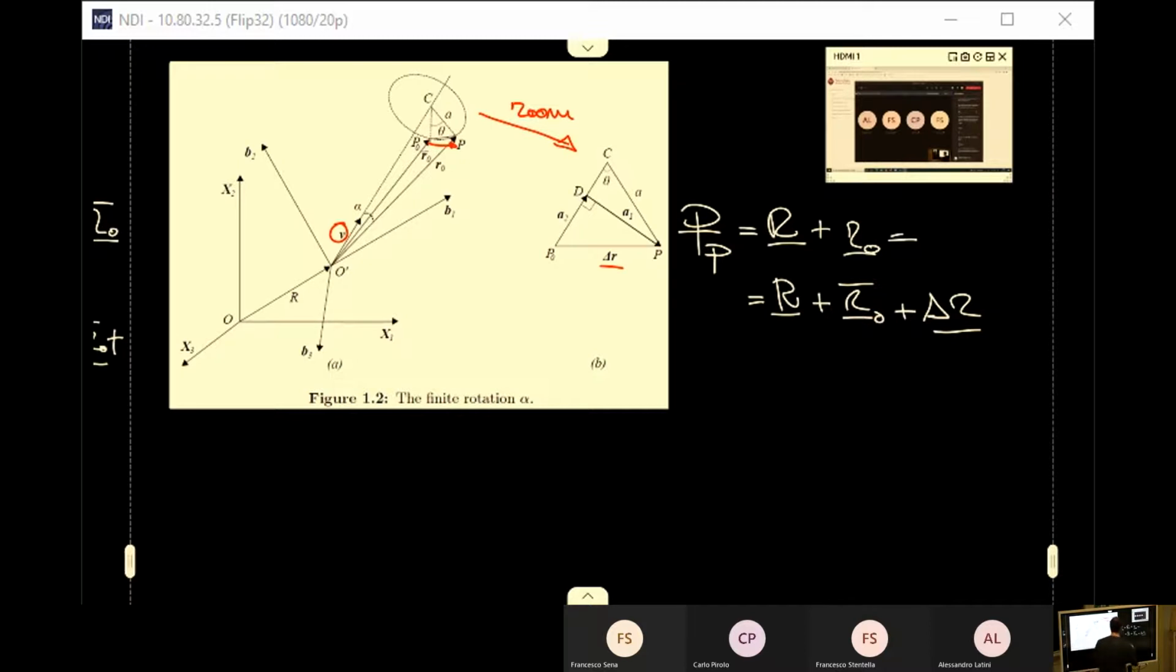So from this zoom view, you can see that delta R can be thought of as the sum of two contributions, vector A1 plus vector A2, which are orthogonal to each other. You see, we go from P0 to A2 and then A1. So if we want to describe this delta R in more detail, we have to describe A1 and A2. All right, let's see how we can do this.